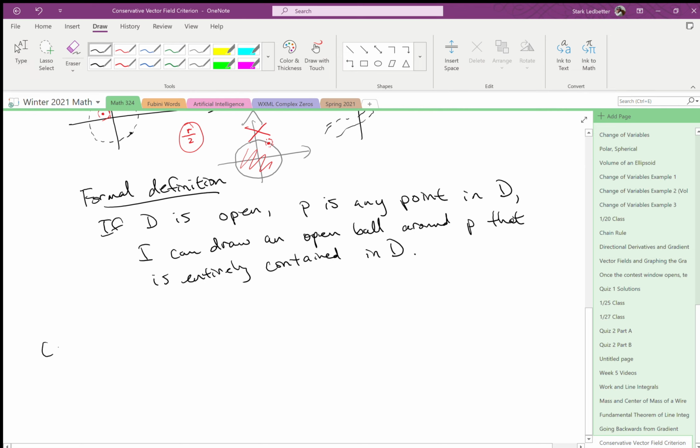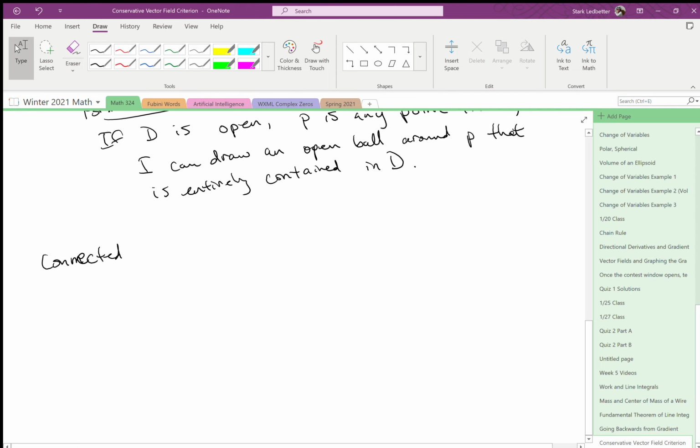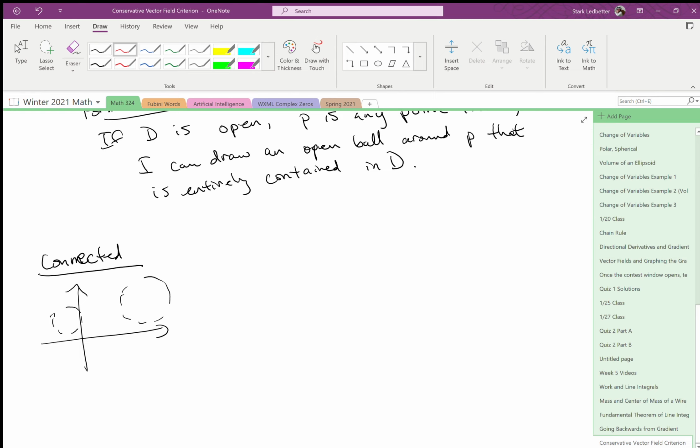So first let's start with connected. Connected means exactly what you think it means. So basically this thing is open but not connected. So what would be the formal definition of that? Well, a set is connected if I take any 2 points inside, I should be able to draw a curve from one to the other one and stay completely inside the set. Here I can't, so okay, I'm not going to write down that formal definition because that was pretty intuitive.